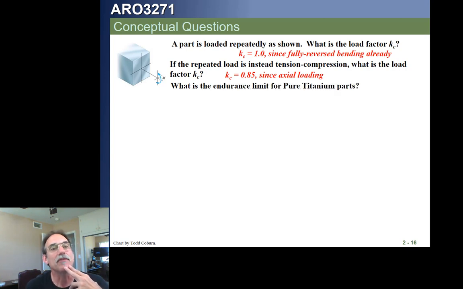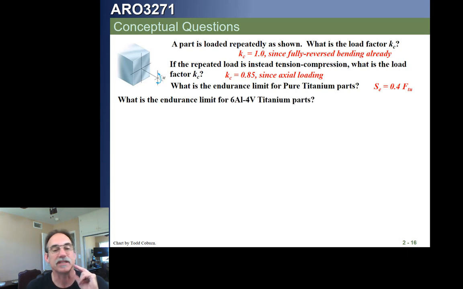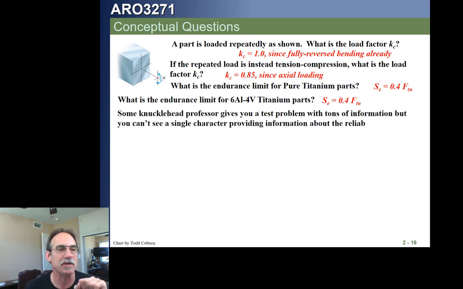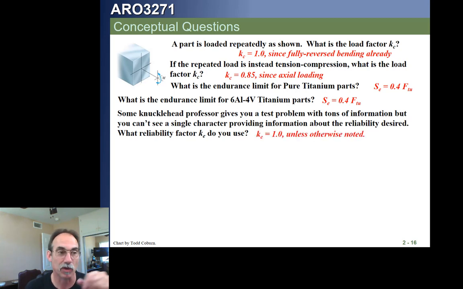What's the endurance limit for pure titanium parts? Remember, we're going to start with a pristine perfect value of 0.4 FTU. What is the endurance limit for 6Al-4V titanium parts? Well, this is another titanium, same thing. Somebody goes and gives you a test problem and gives you all kinds of information, but you can't say anything in the problem about what reliability is desired. So what reliability factor should you use? That's right. If there's no other information, we're going to use a K sub E of 1.